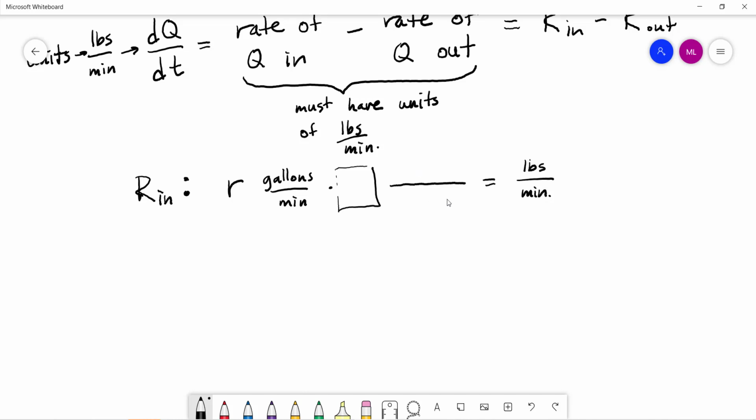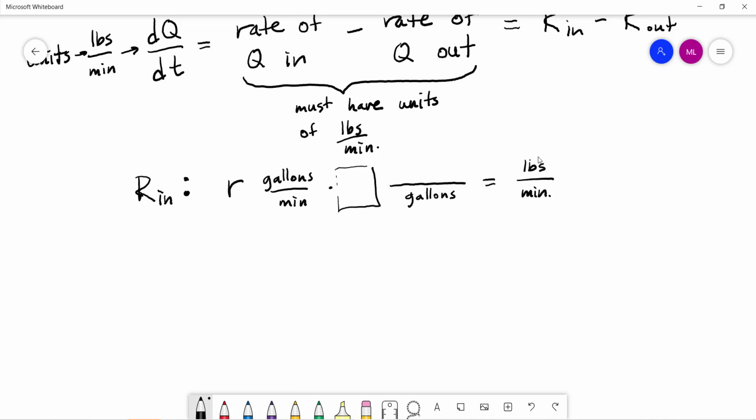What do I have to put over here for these units to cancel with these units and give me these units? I already have minutes in the denominator, but I need to cancel out the gallons in the numerator. So I'm going to cancel out the gallons in the numerator by putting gallons in the denominator. Therefore, when I multiply this term times this term, the gallons will cancel.